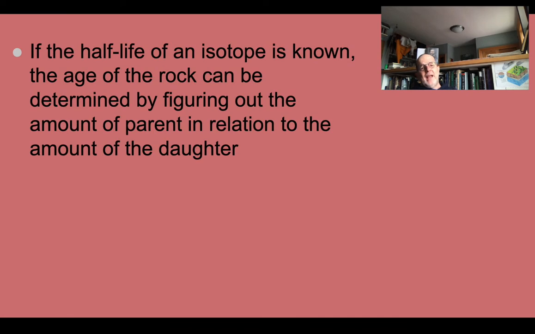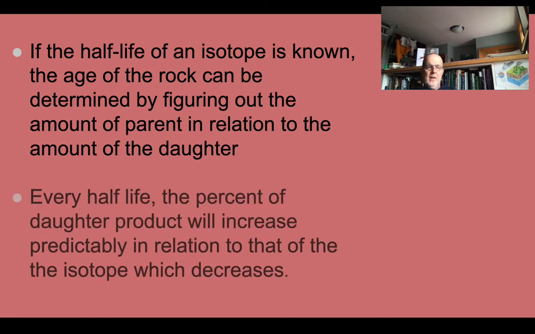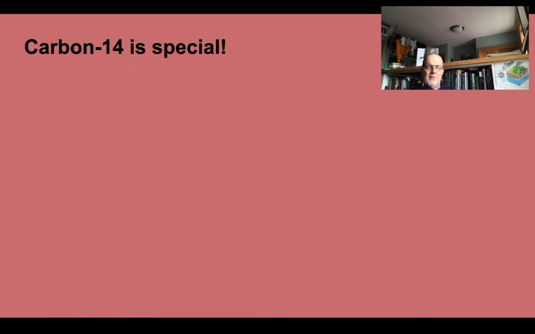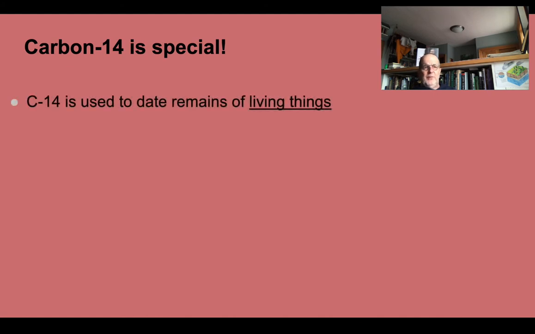If the half-life of an isotope is known, the age of the rock can be determined by figuring out the amount of parent in relation to the amount of daughter. Every half-life, the percent of the daughter product will increase predictably in relation to that of the isotope, which decreases. Carbon-14 is special because C14 is used to date the remains of living things.